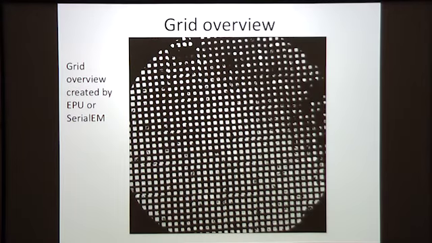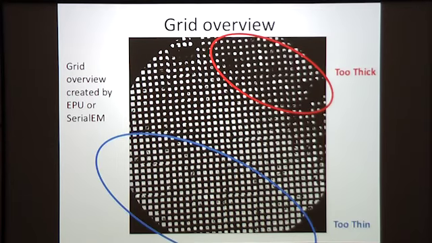So here's an overview of what a grid looks like. This is an example of a nice grid. So you have areas that might be a bit too thick up on the top. This might be a bit too thin just from first observation. And then hopefully somewhere in the middle, you have the ice that's suitable for your sample.